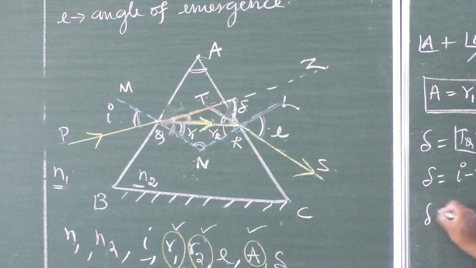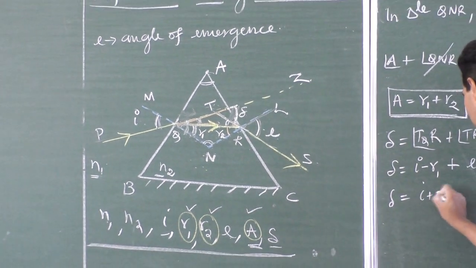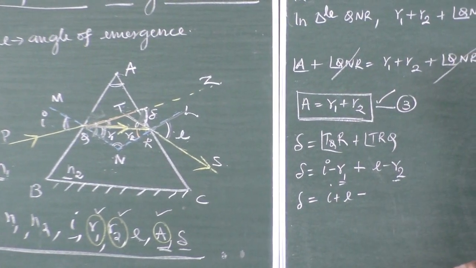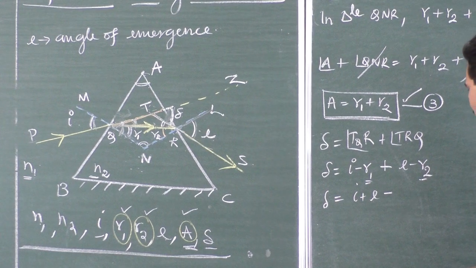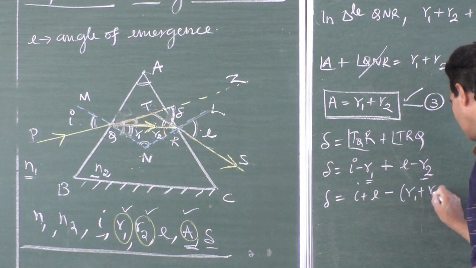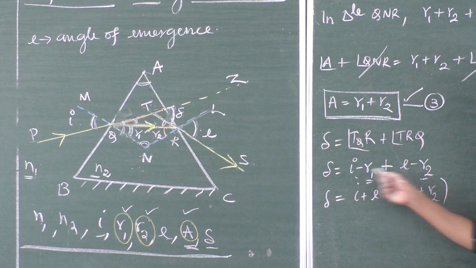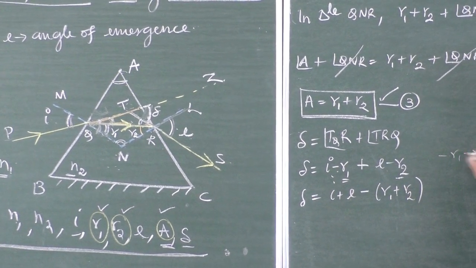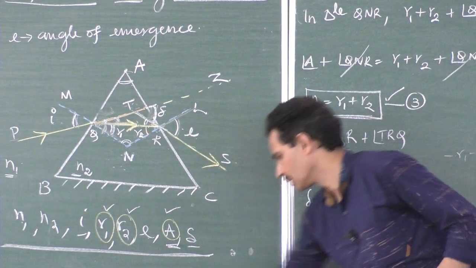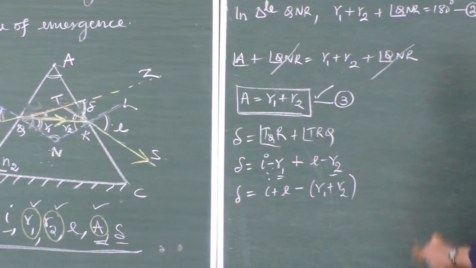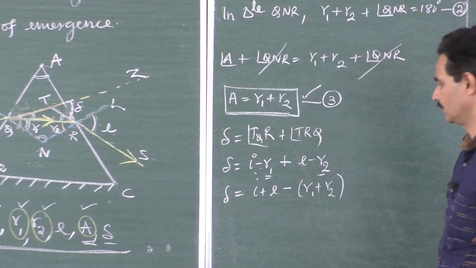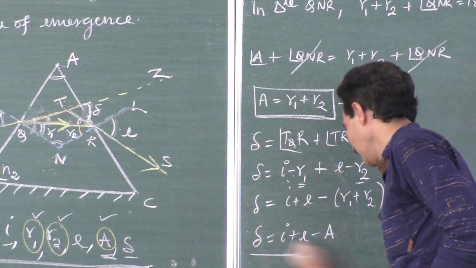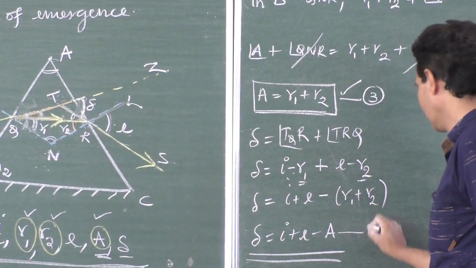What is delta? Delta is equal to I plus E minus, I will club this because already I have an equation, which is R1 plus R2 equal to A. So I plus E minus of R1 plus R2. Is it okay? I will skip one step. I plus E is okay. Minus R1 minus R2. Can I write minus R1 minus R2 as minus of R1 plus R2? Because I know what is R1 plus R2: A. So what is delta? I plus E minus A. So very simple, right?